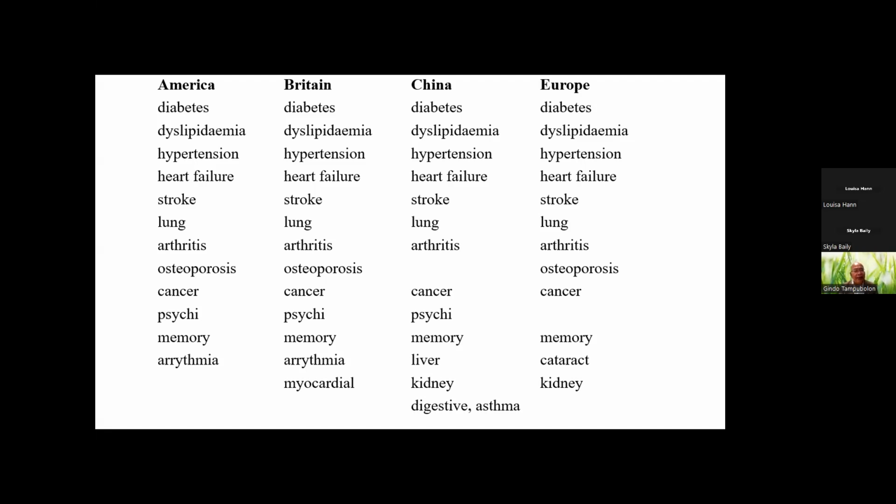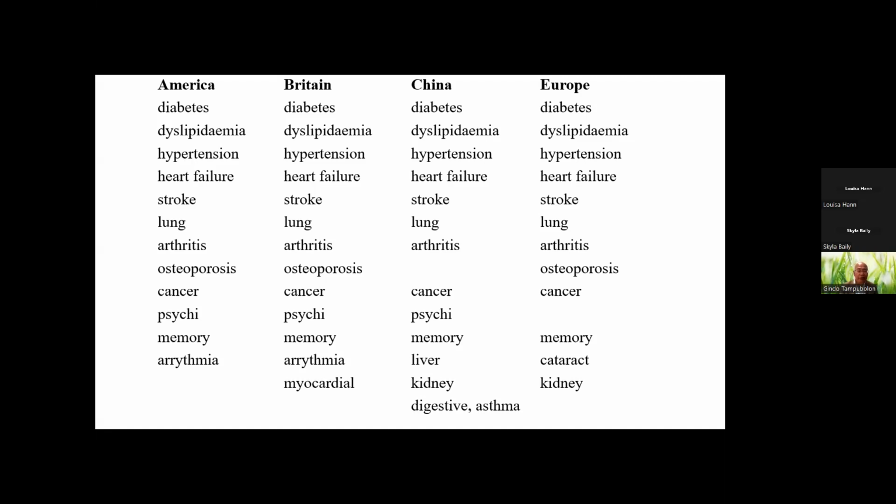Of course, these surveys ask about multimorbidity or chronic conditions differently because the health systems and histories are different, and so on. So let me list some here. Many of them are similar across countries, but there are specifics to each country. As you can see, diabetes, dyslipidemia, hypertension, heart failure, stroke, lung disease, arthritis, osteoporosis, cancer, psychiatric problem, memory problem, and arrhythmia. That's in America.